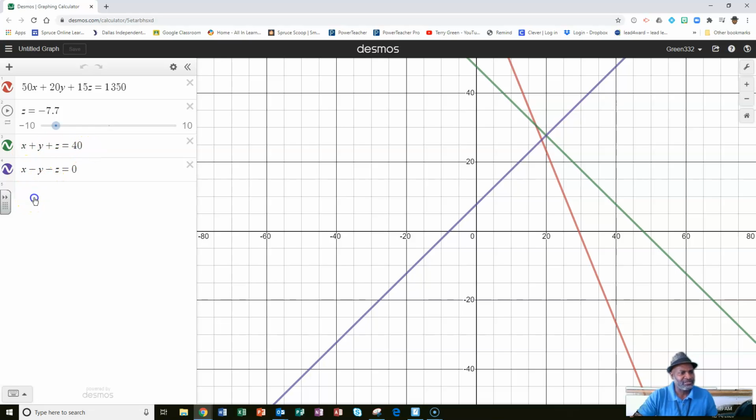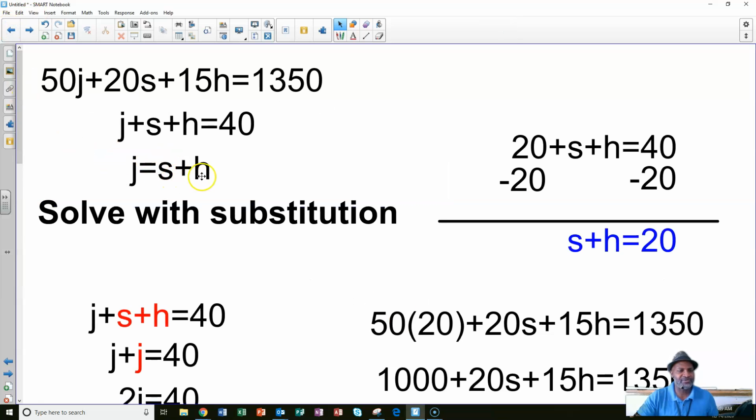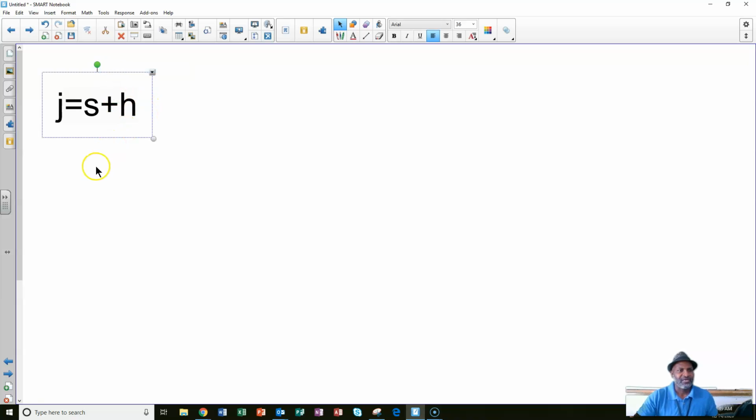Notice here, this j, when I had this j equals, let me go to another screen here, show you that. This j equals s plus h. In order to put that right there as an equation, I need a numerical value on this side, not these letters. So if I can just take this, copy. I just want you to see how I got that. j equals s plus h.